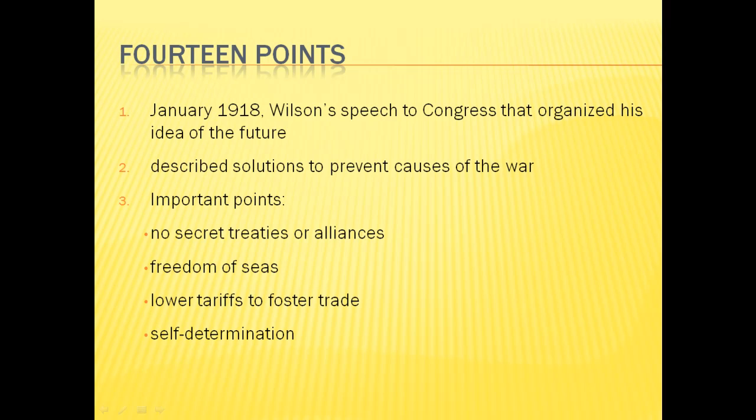So the important points that he makes in his speech are: there should be no secret treaties or alliances between countries. All countries should have access to the seas, freedom of the seas. We should lower tariffs in order to foster trade between countries. And countries or areas should be given self-determination.